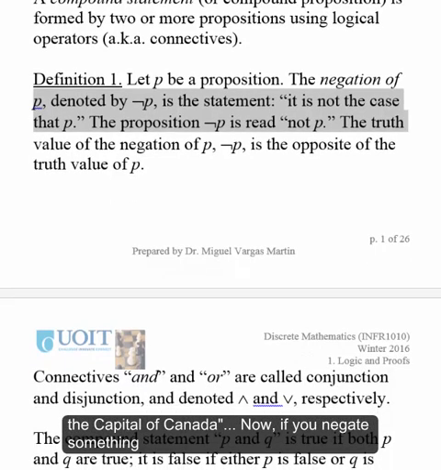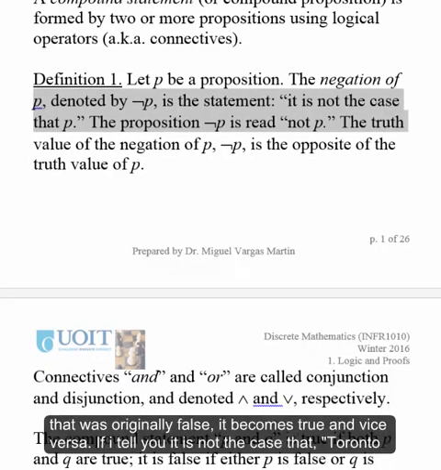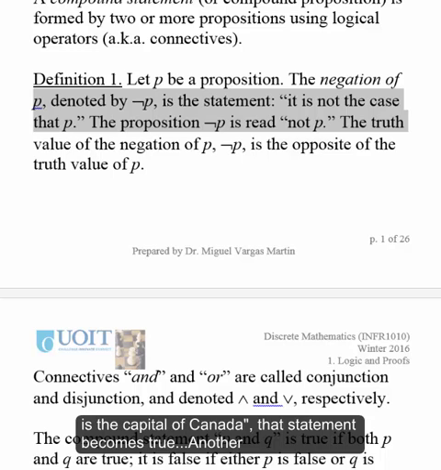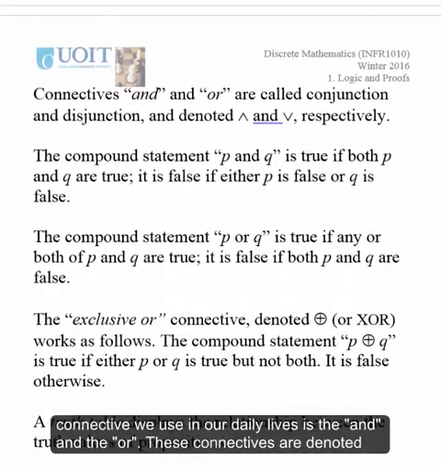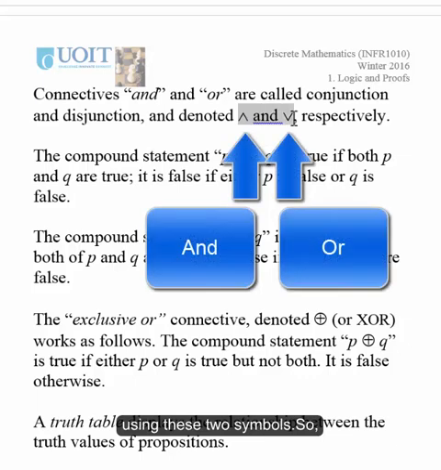Now, if you negate something that was originally false, it becomes true, and vice versa. If I tell you it is not the case that Toronto is the capital of Canada, that statement becomes true. Another connective that we use in our daily lives is the and and the or. These connectives are denoted using these two symbols.